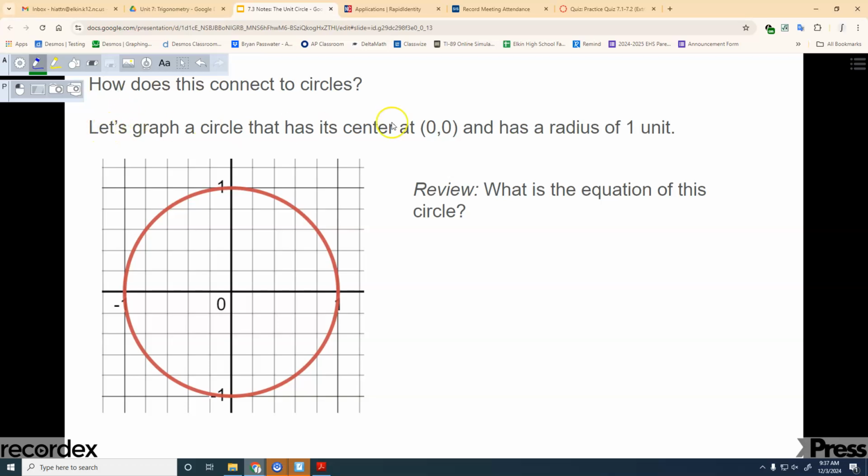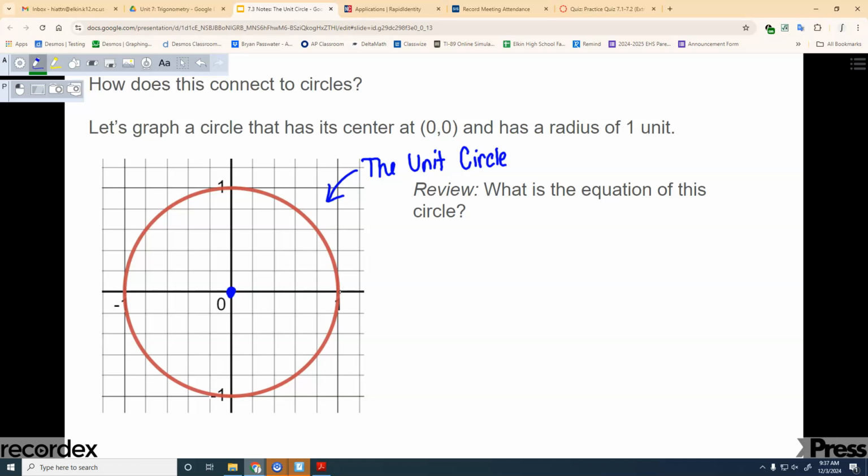We're going to graph a circle that has its center at 0, 0 and has a radius of 1 unit. Okay, so this circle right here has its center at the origin right there at 0, 0, and its radius is 1. Okay, we call this the unit circle, because its radius is 1 unit.